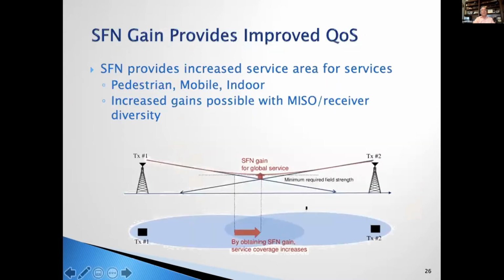So SFN gain provides improved quality of service. That's a big deal for us. Remember, I'm showing over here services: pedestrian, mobile, indoor. There's more than just 3 use cases, and we have to remember that. So again, we have trade-offs. By obtaining single frequency gain, service coverage increases. So there's a lot of choices we have here.